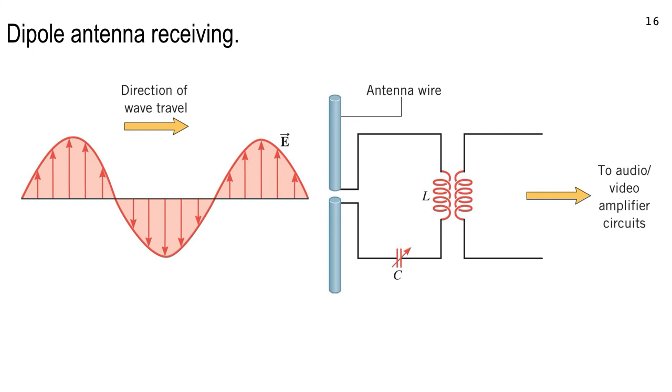Then you change to the frequency you want, and when you get it, it'll couple over to this other circuit through this inductance, and then it'll go through the amplifier and out through the speakers and stuff.